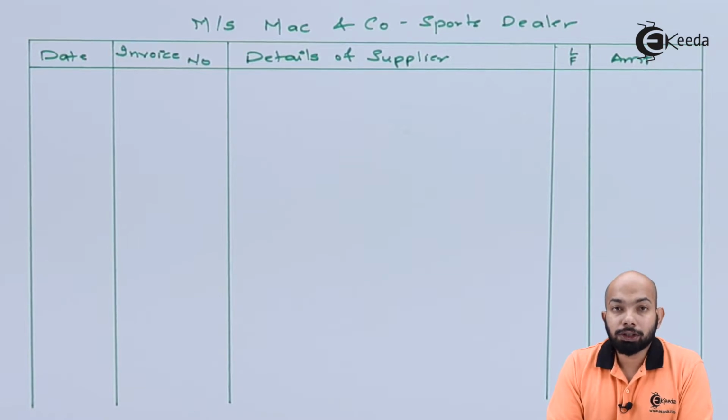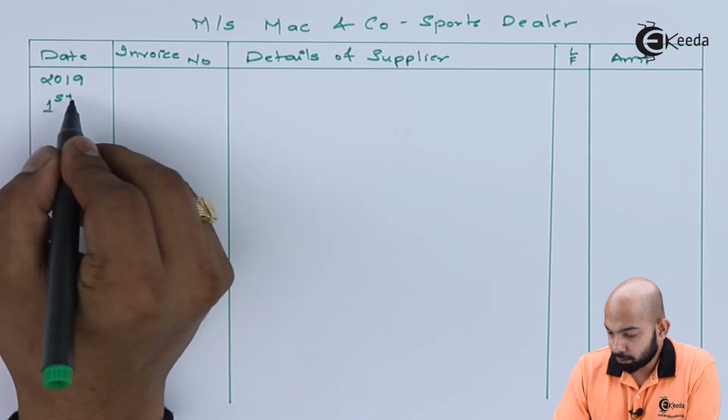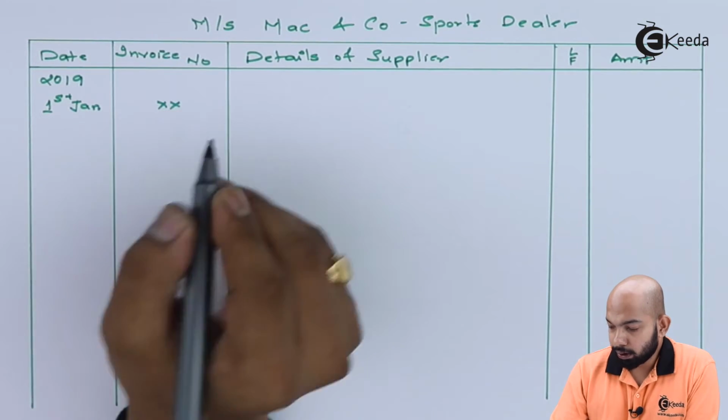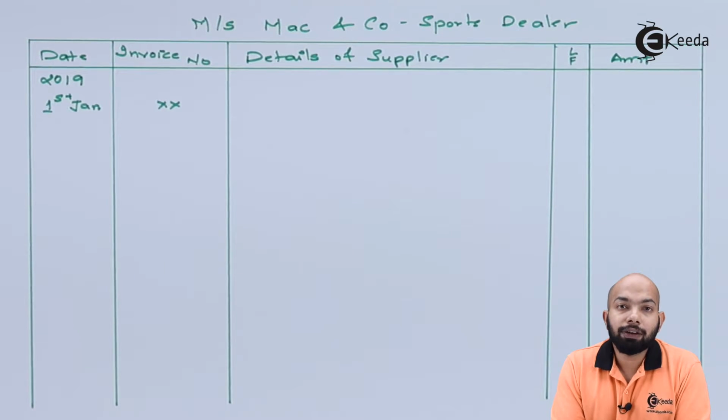Now this refers to the year 2019, hence we'll be mentioning 2019 here at the start of the answer. As the invoice number is not given in the question, hence we'll be crossing it out. But in case you have an invoice number mentioned in the question, you have to mention the invoice number in front of it. In case it is not mentioned, you can just leave it blank.